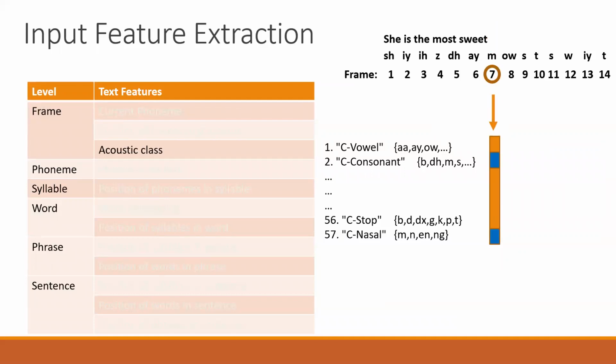Again, if we look at frame 7, this feature is based on questions. For example, is the current phoneme a vowel? Is the current phoneme a consonant? Is the current phoneme a nasal sound? Phone M is a consonant and phone M is a nasal sound. That's why we set 1 at the second index and the last index for this feature.